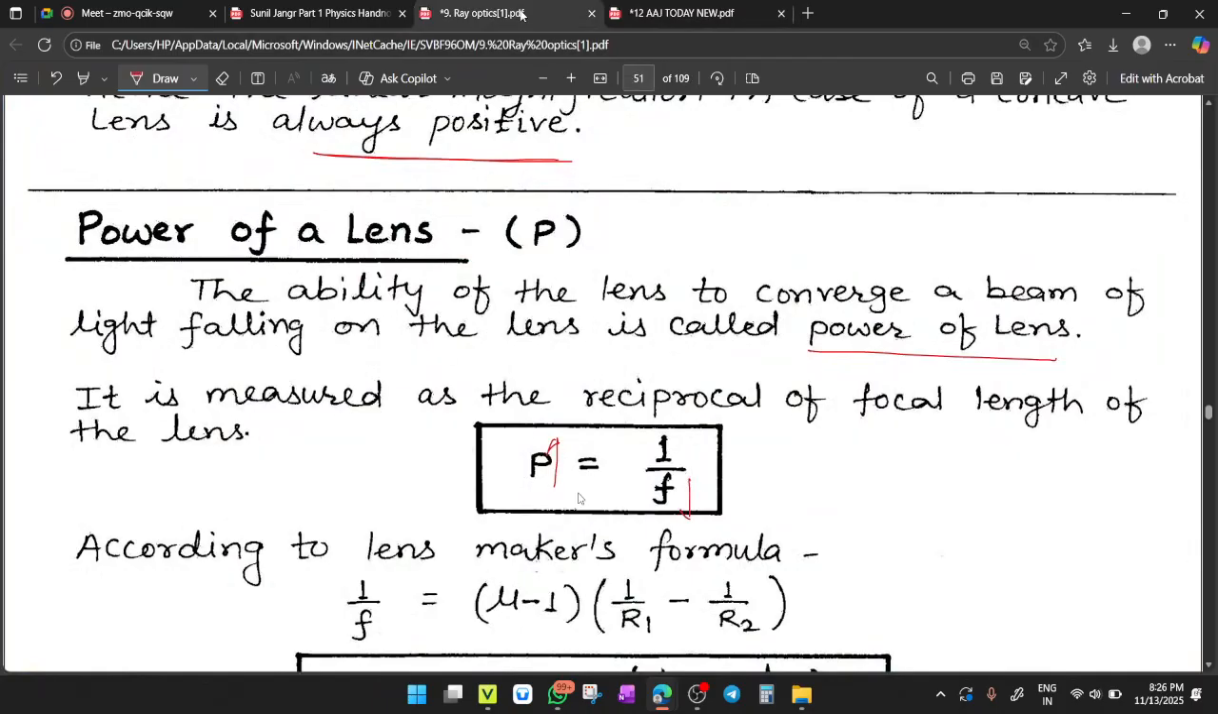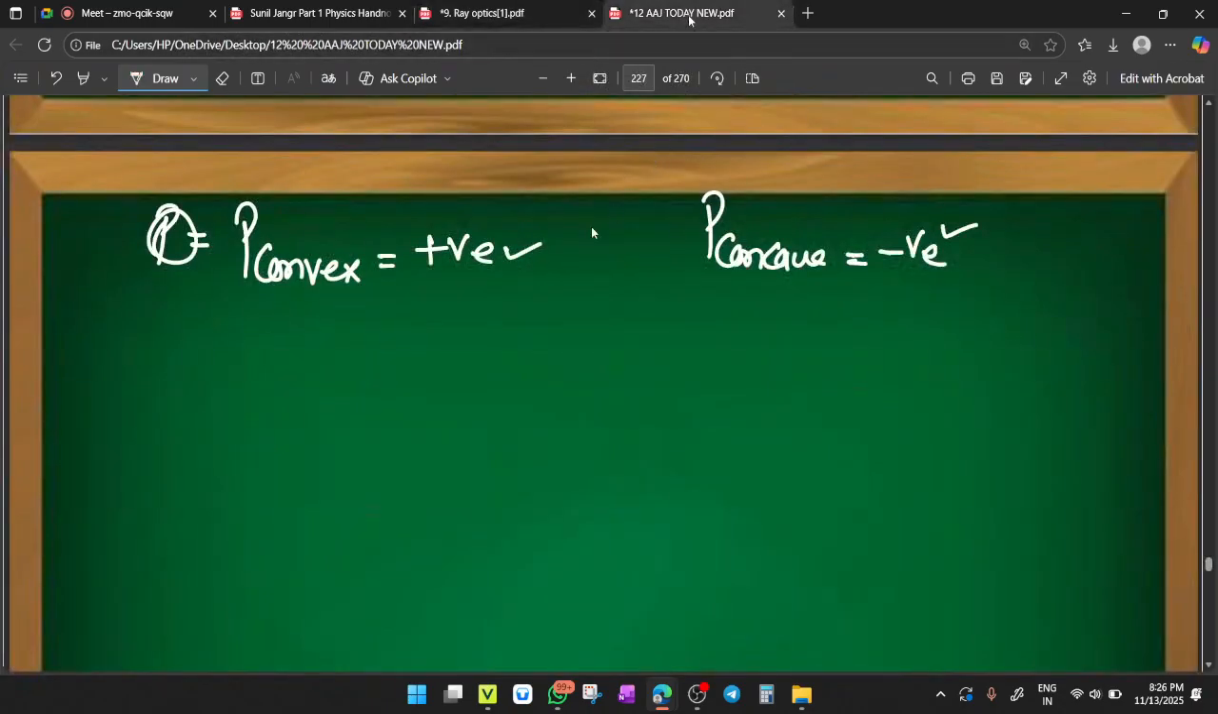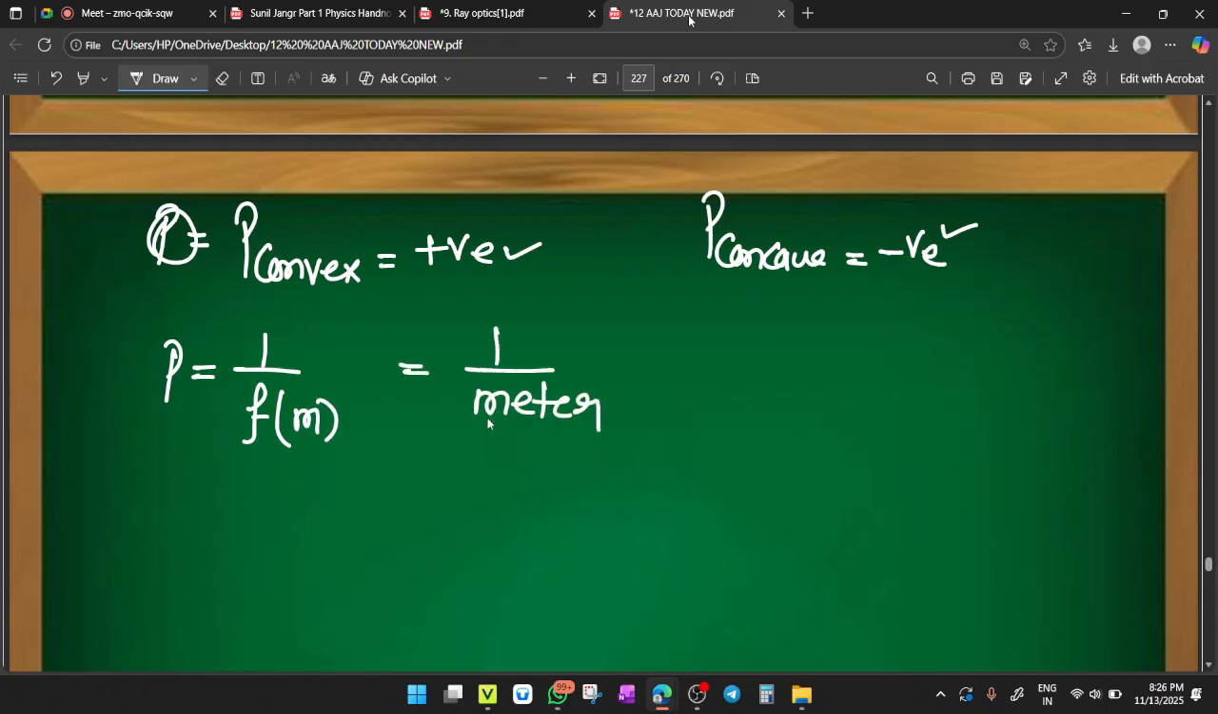Yes. So now P equals 1 by F. The formula for power is equal to 1 upon focal length. The SI unit of focal length is meter. So it will be 1 upon meter, and 1 upon meter is called diopter.